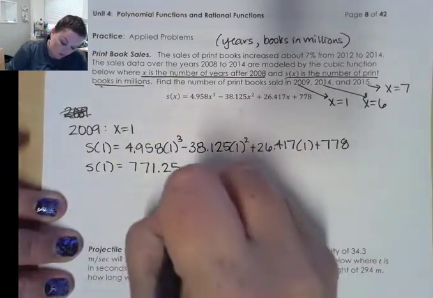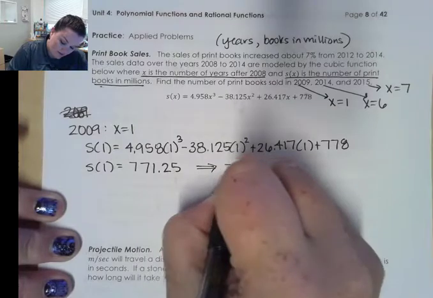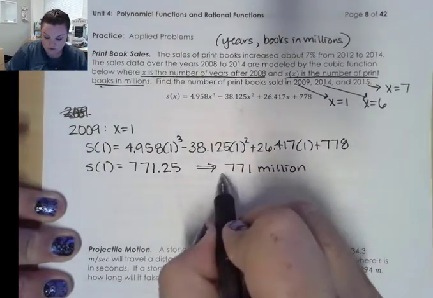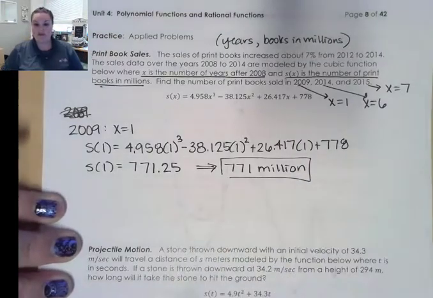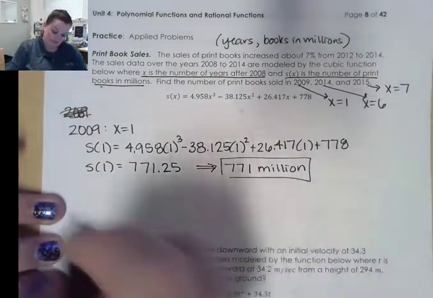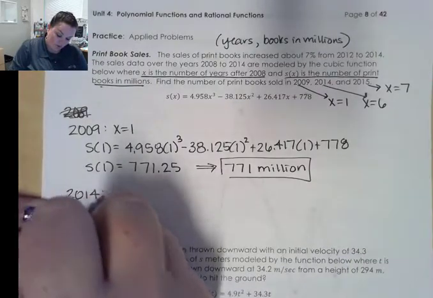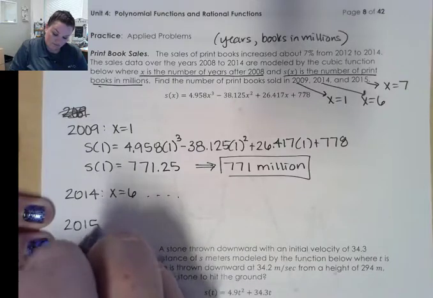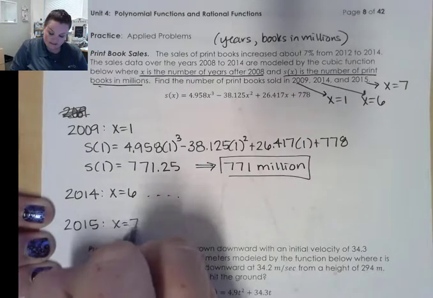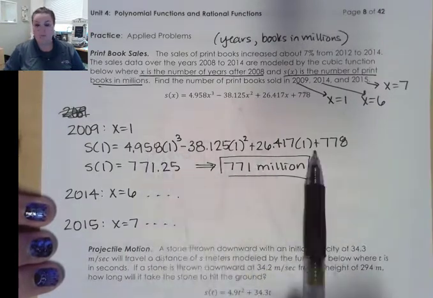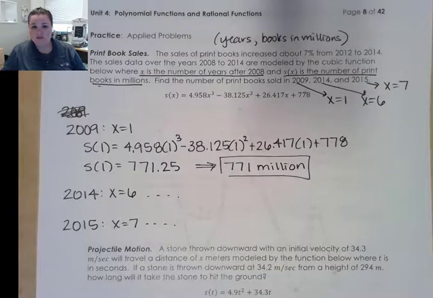And I'm going to go ahead and just round it. We're going to say this is about 771 million books for 2009. Okay, and then we would do the same thing for 2014 and 2015. So 2014, we would plug in x equals 6, and then 2015, we would plug in x equals 7 and simplify. Okay, I'm not actually going to work those out because I believe that you know how to plug in a number in there to get your solution.